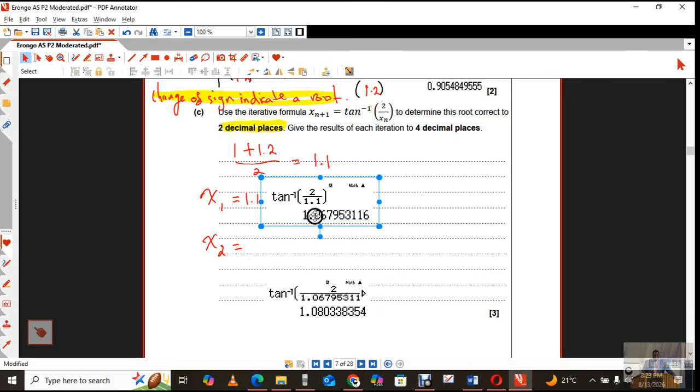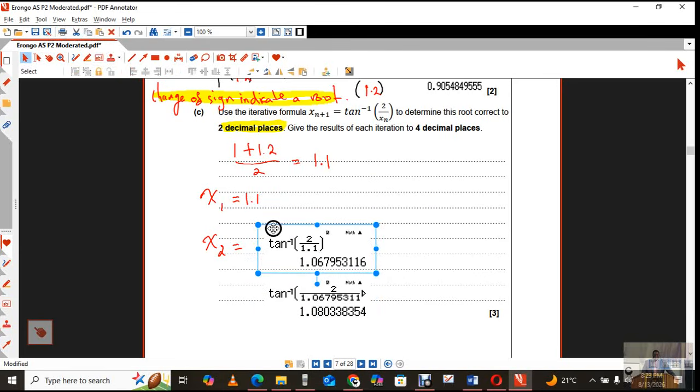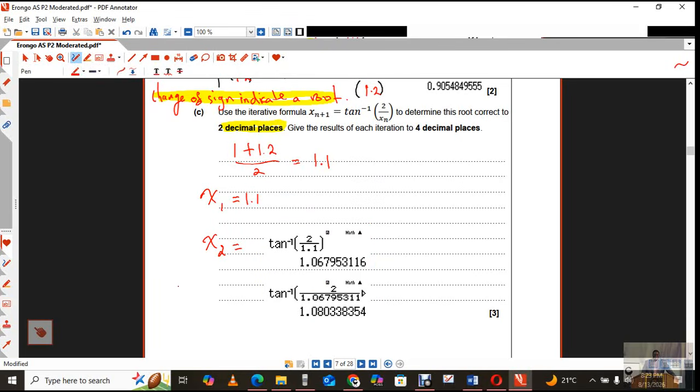Just bring that one down a bit. Okay, that was the first one. This is the second one. And this is the third one. Okay. Now, a lot of people are asking, how many of these iterations do you need to do in order for you to find an answer?